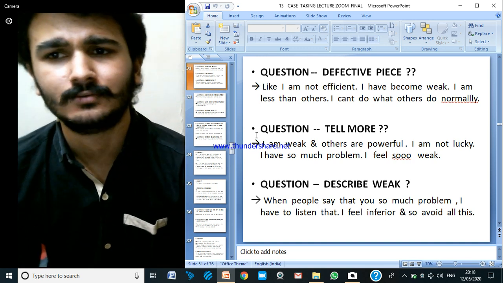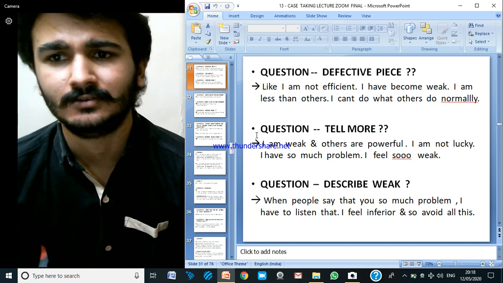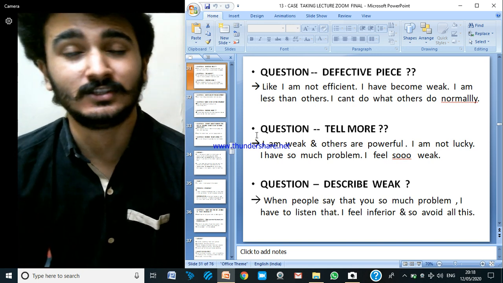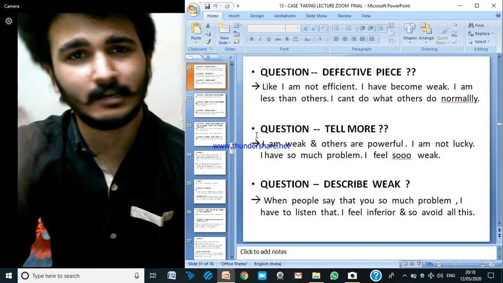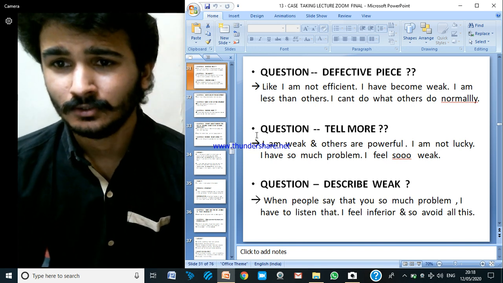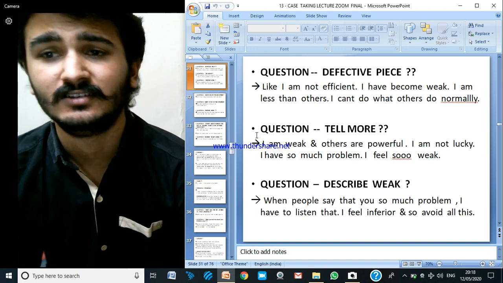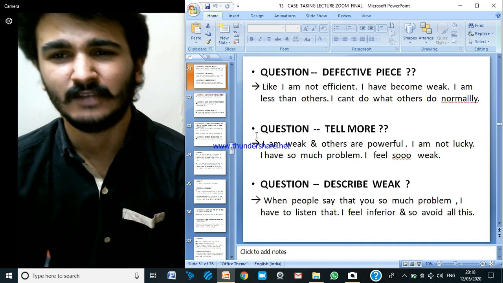So I said, tell more. I want to see what comes up again. The important will come again. Dr. Shankaran sir always says one thing: what is important will come again and again. So I said, tell more. So she says, I feel weak. Others are powerful. I am not lucky. I feel so weak. I have so many problems.